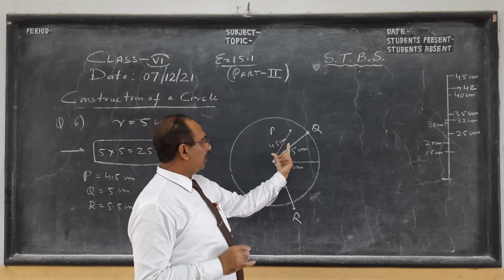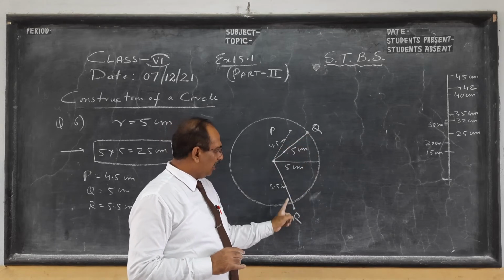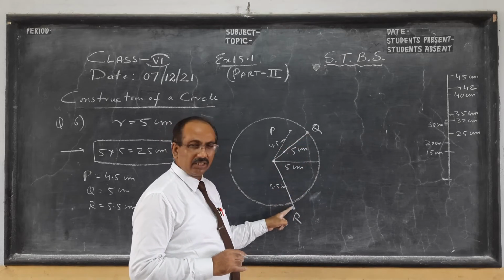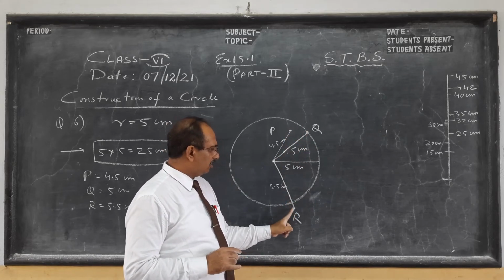Okay, so P is a point at 4.5, so it will be inside the circle, Q will be on the circle, and R is 5.5, which is more than the radius. So this is equal to the radius, this is less than the radius, and this is more than the radius.